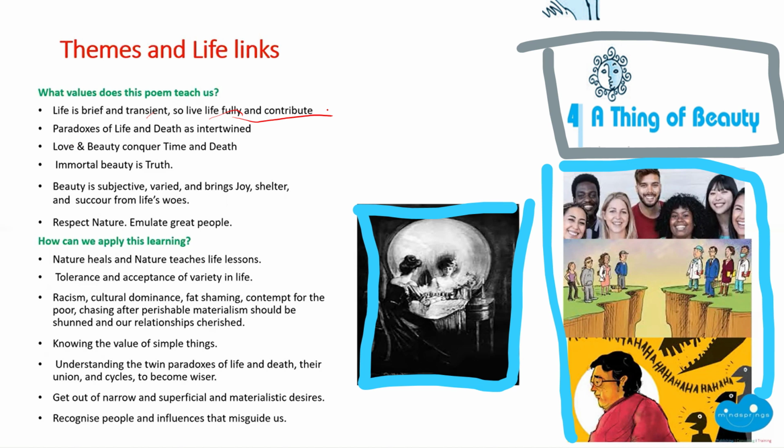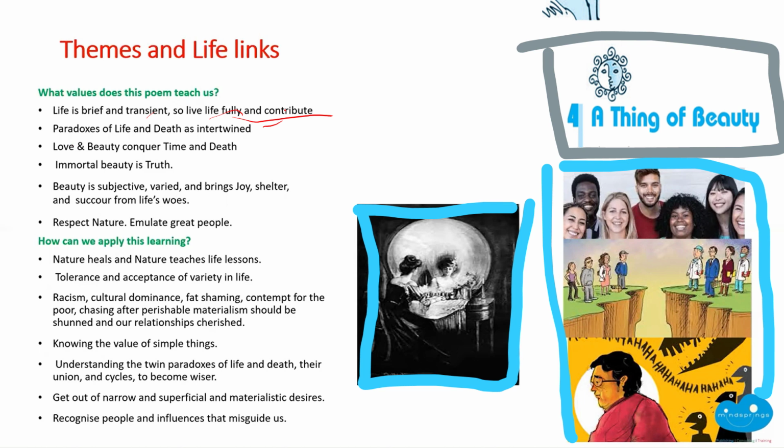Paradoxes of life and death are intertwined. Life and death is a paradox. In life there is death and in death there is life. Take the seasons: it is cyclical. In winter everything is dull and seems to die. After that winter you will find small little sprouts coming up here and there, small little buds, and then slowly you get spring. So life and death come together.